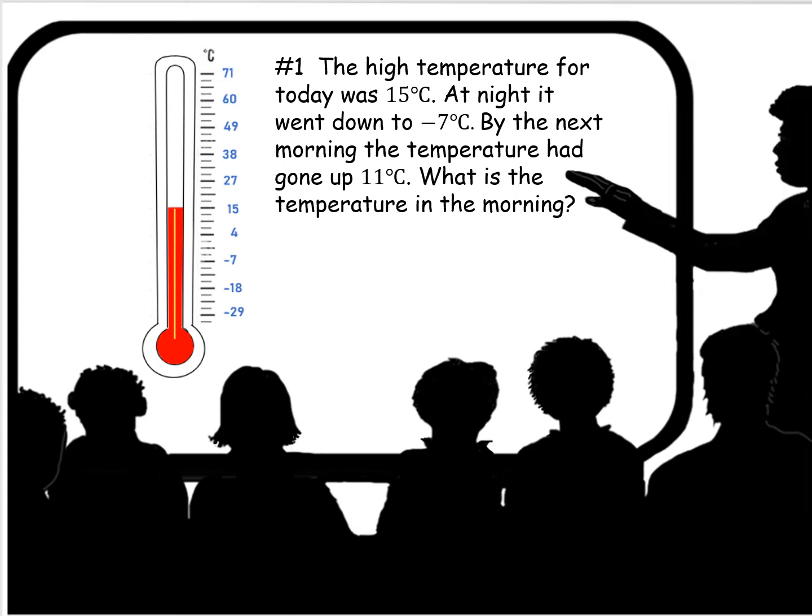Here's the first problem. The high temperature for today was 15 degrees Celsius. At night, it went down to minus 7 degrees Celsius. By the next morning, the temperature had gone up 11 degrees Celsius. What is the temperature in the morning?